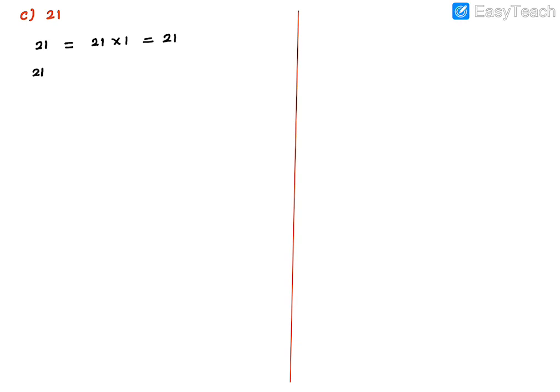Next number, second table, just check on it. The second table will not come because 10 2s are 20, 11 2s are 22. So third table, just check on it. How many 3s are 21? 7 into 3s are 21. Next, check on the fourth table. Fourth table, it will not come. And the fifth table, it will not come. And sixth table, no. Okay, then seventh table, 21 is equal to 3 into 7s. How many 7s are 21? 3 into 7s are 21.